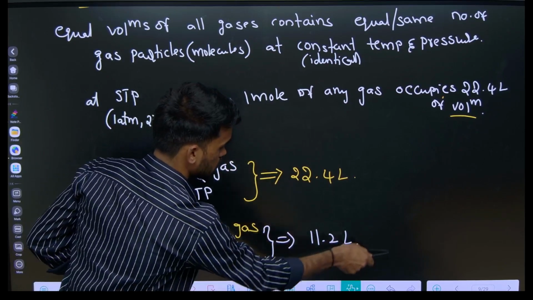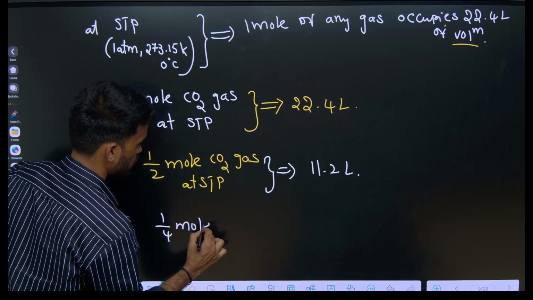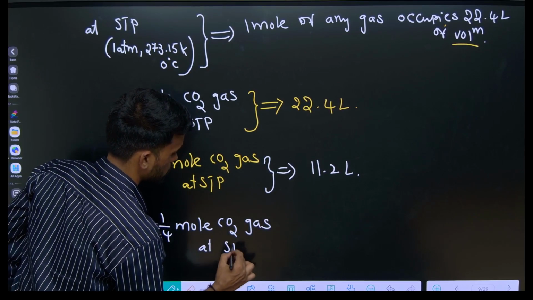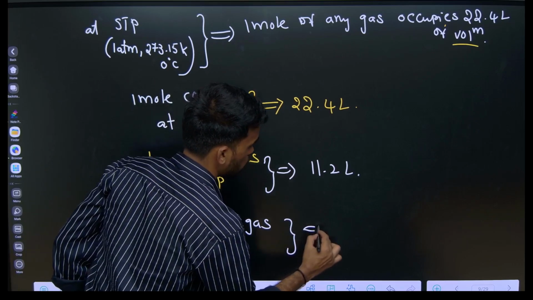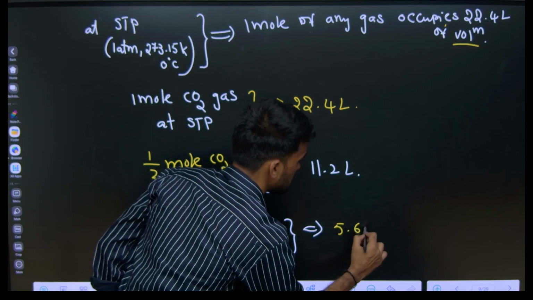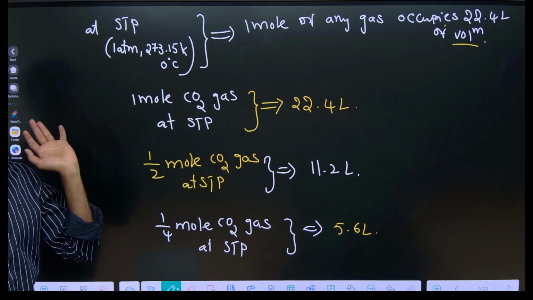If it is only 1/4 mole, 1/4 mole of CO2 gas taken at STP, then how much volume will it occupy? Half of this, how much is it? 5.6 liters. I hope you got how to interlink mole to the volume.